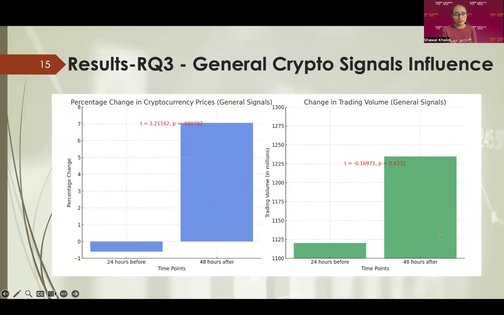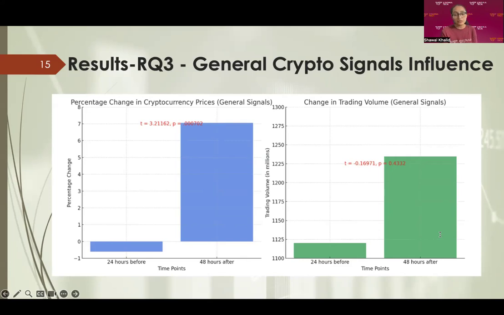So the bar chart on the left illustrates the average percentage change in the top 5 crypto prices. For the general one, as I mentioned before, we use the top 5 cryptos: Bitcoin, Ethereum, Binance Coin, Dogecoin, and Cardano. We also did the same: we collected the data 24 hours before the tweet and then 48 hours after the crypto signal. The results here also show a significant increase in value, as indicated by the t-test results.